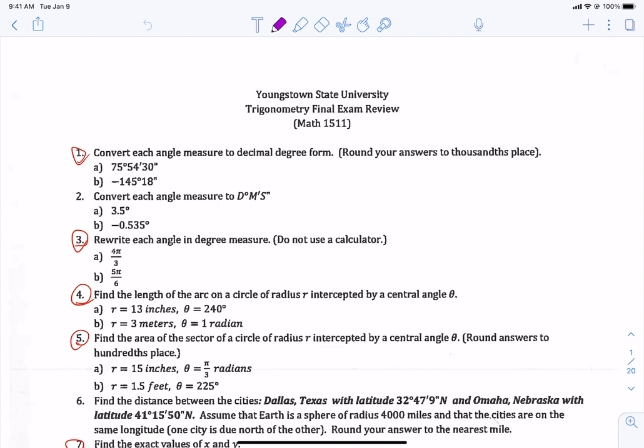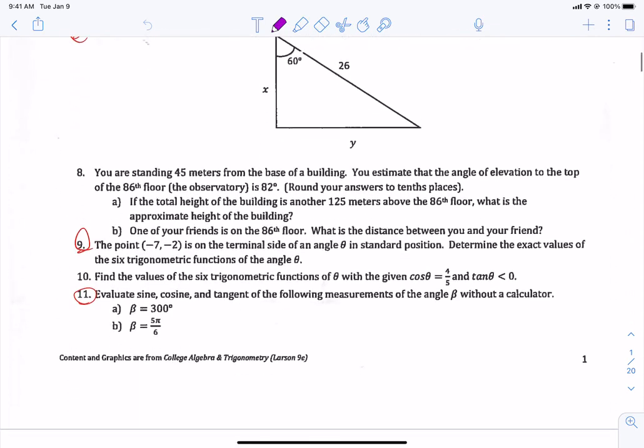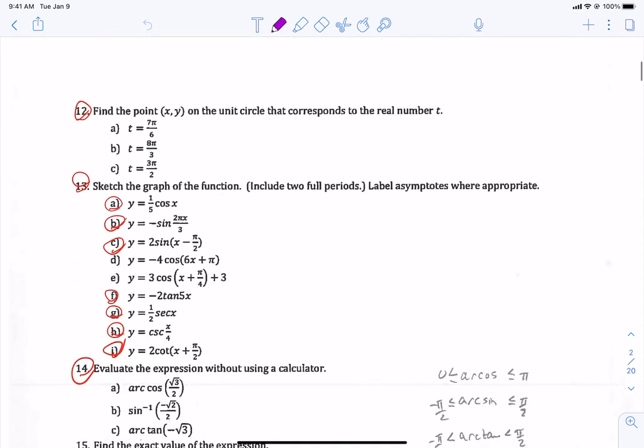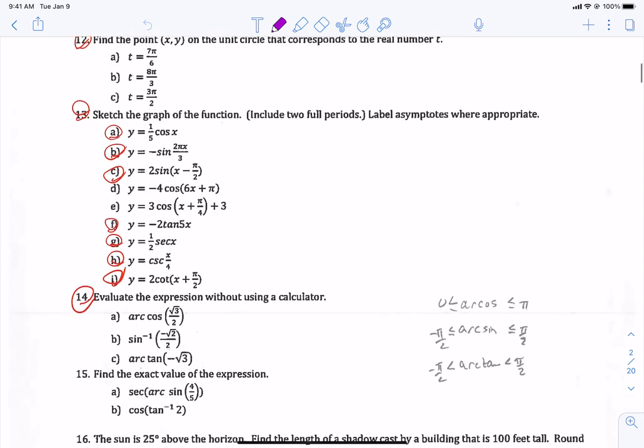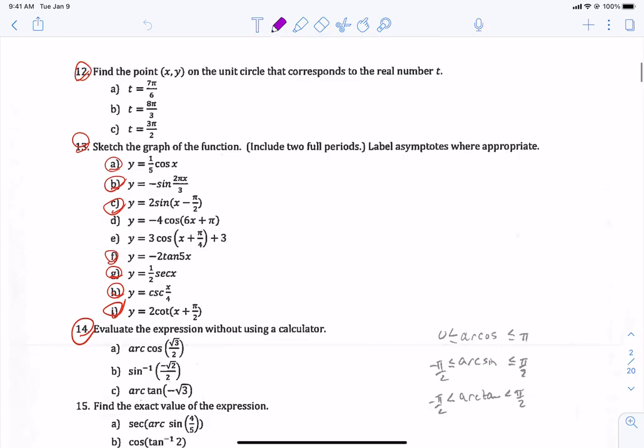So here's your final exam review. We're only going to be doing the ones that I have circled, like number 1, number 3, how they have that A and B parts. I expect you to do both parts. One like number 13 where it has multiple parts and I didn't need you to do everything that's there, then just do the ones that I have circled.